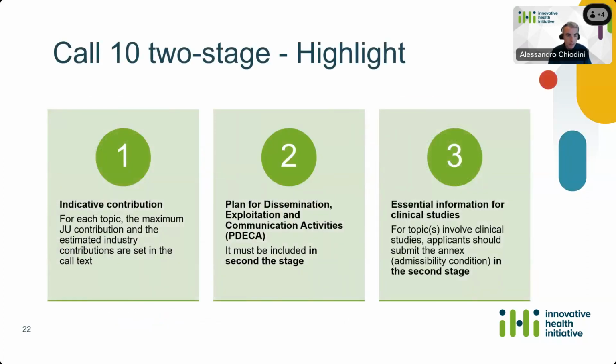Finally, for the proposal part, there are three highlights. Some are applicable to the first stage, and some will be applicable only to the second stage onwards. The intended contribution for each topic is mentioned in the Funding and Tender Portal and in the call text, which you need to look at very thoroughly in order to prepare your application. We also mentioned the plan for dissemination, protection, and communication activities, and the clinical studies. The portal will be open for both first stage and second stage, so the same submission system will be used for both, but these items are applicable only in the second stage. So you don't need to take care of this right now.